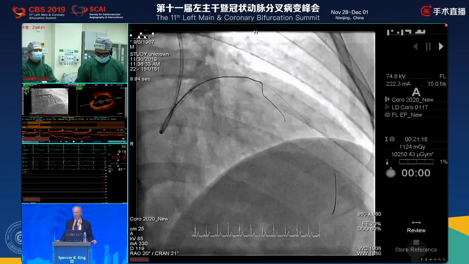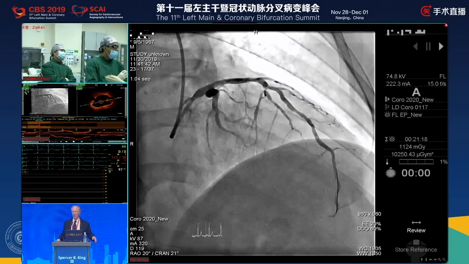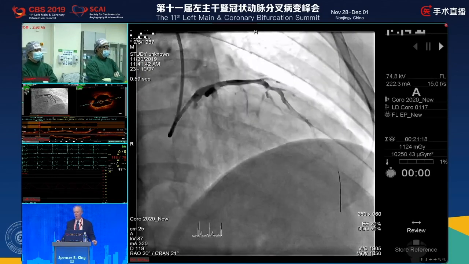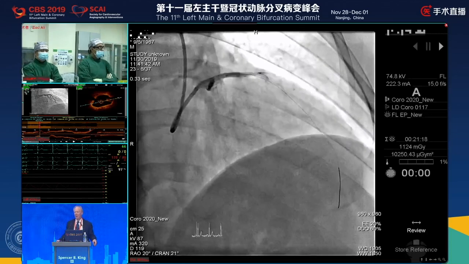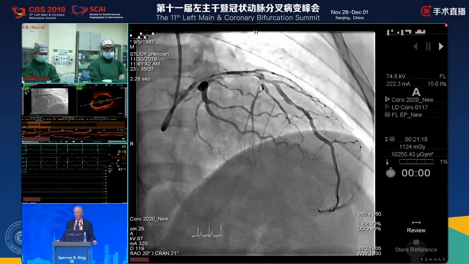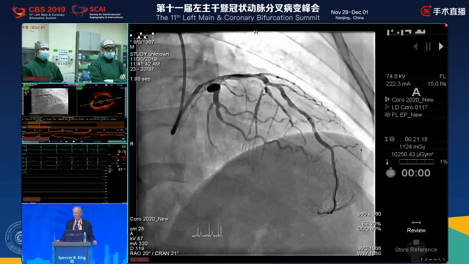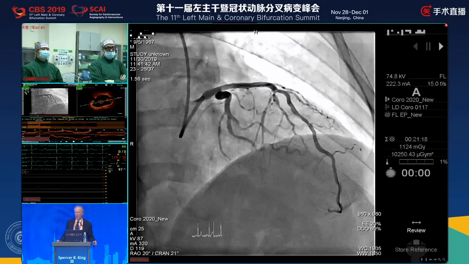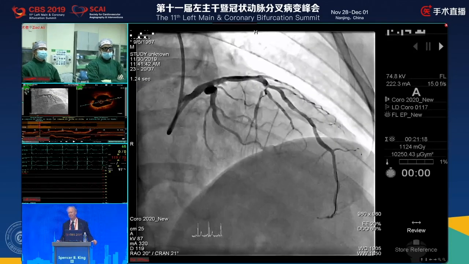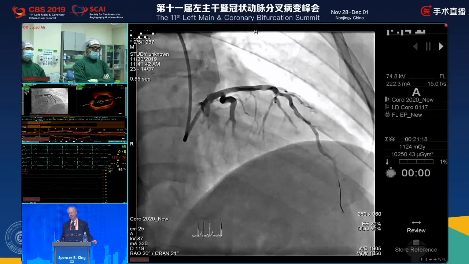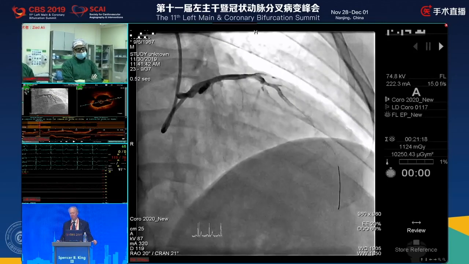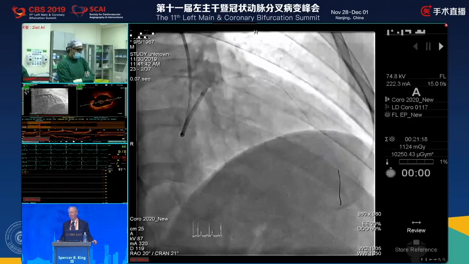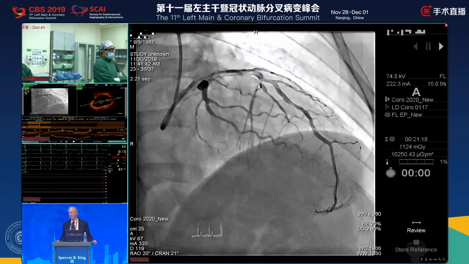So let me ask you this endpoint. The patient was on the table having pain, and you've opened this up. Was there any change in the symptomatology? None at all. We specifically blew up the balloon, asked the patient whether he had any symptoms, and he denied it. And what about a post-PCI FFR? We're going to do that.